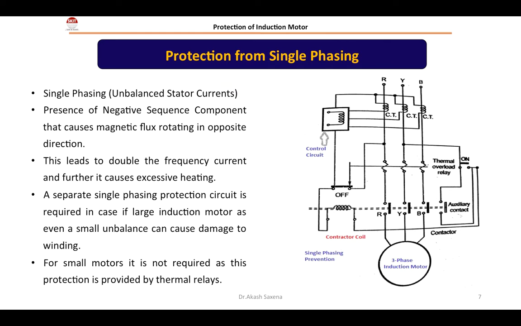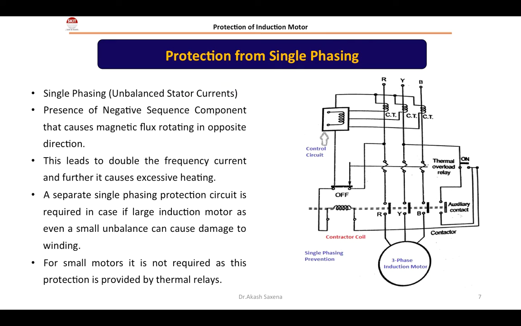First of all, we need to understand what single phasing is. If one of the supply lines is disconnected due to an open circuit or improper contact in a switch, then still the motor continues to run. The power is then supplied to the remaining windings. The current in the other phases increases to root 3 times its normal value. This is called single phasing.